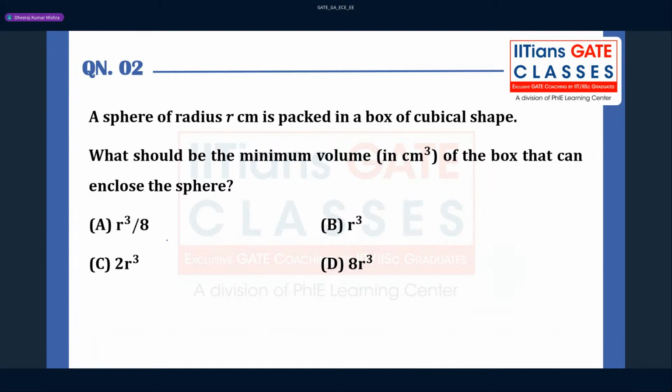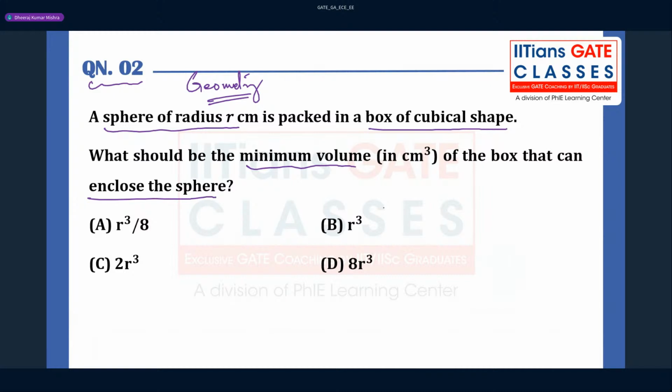Let us go to question number 2. This question is from geometry, and you just have to visualize it to get the answer very quickly. A sphere of radius r is packed in a box of cubical shape. The sphere has radius r and is packed inside the cube. What will be the minimum volume of the box that can enclose the sphere, they are asking.